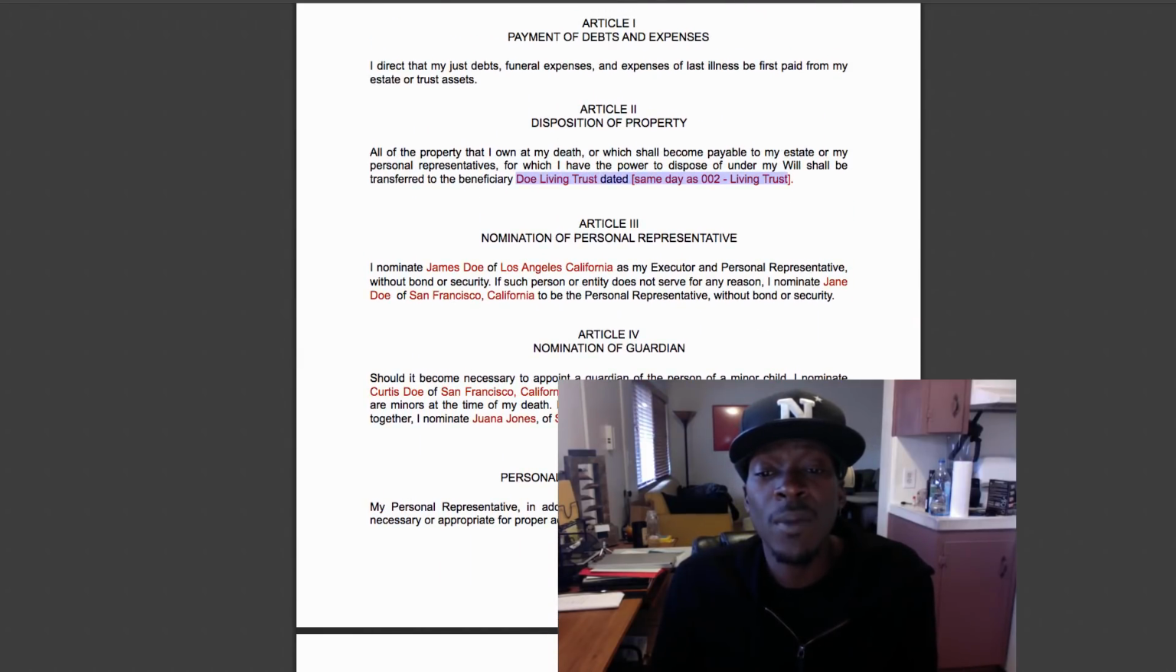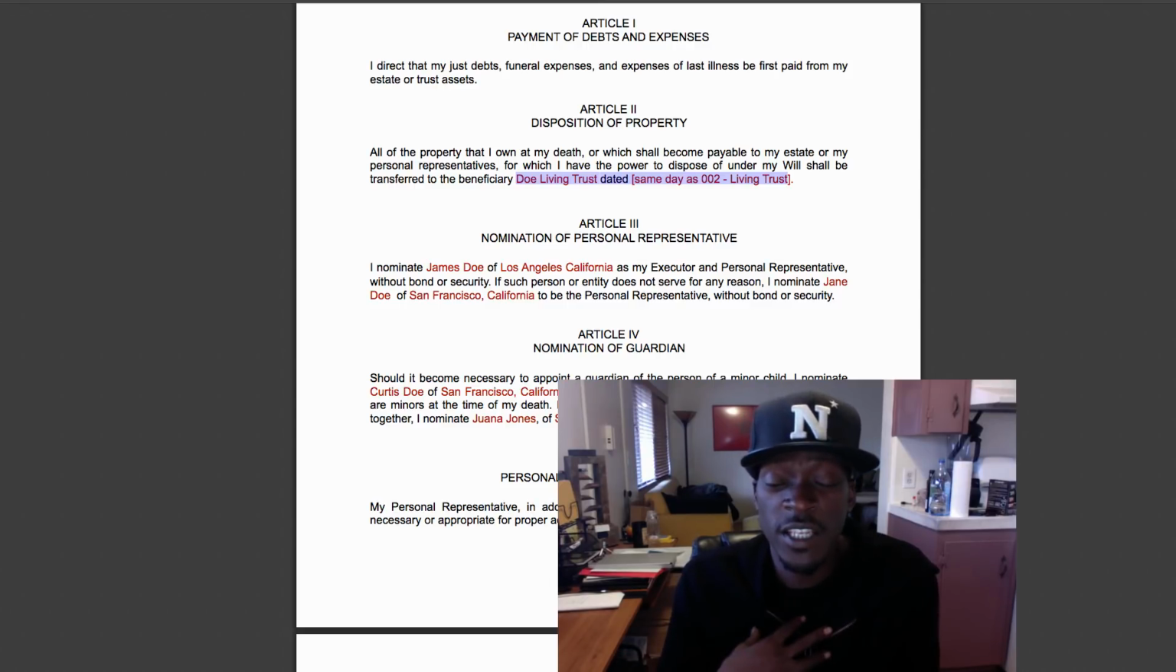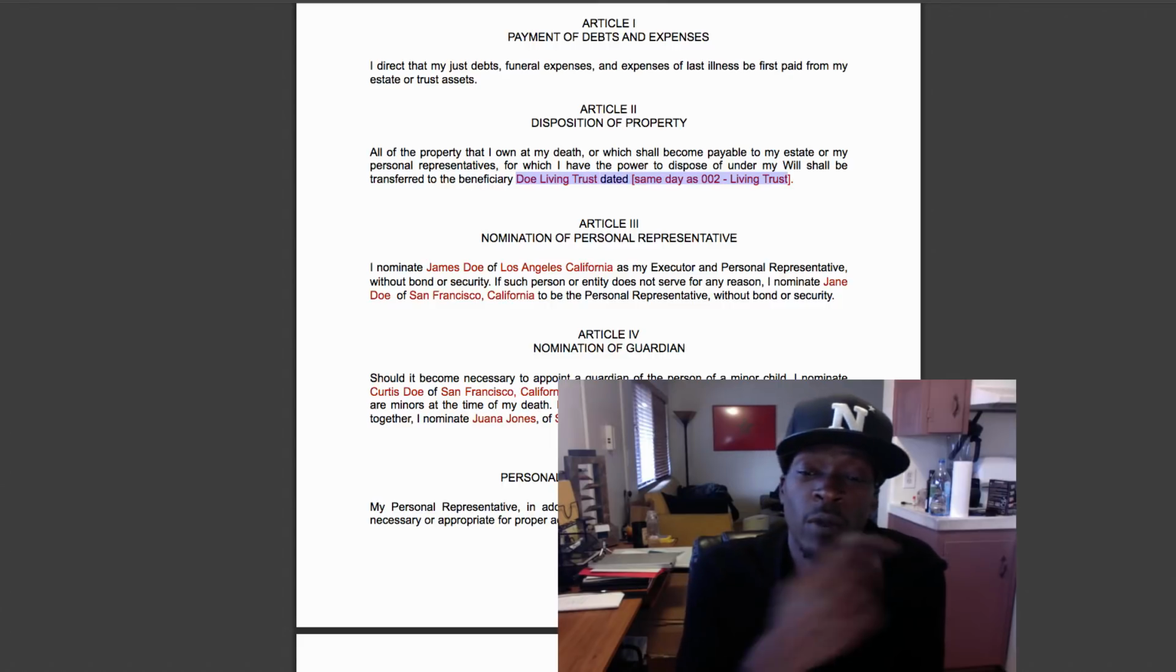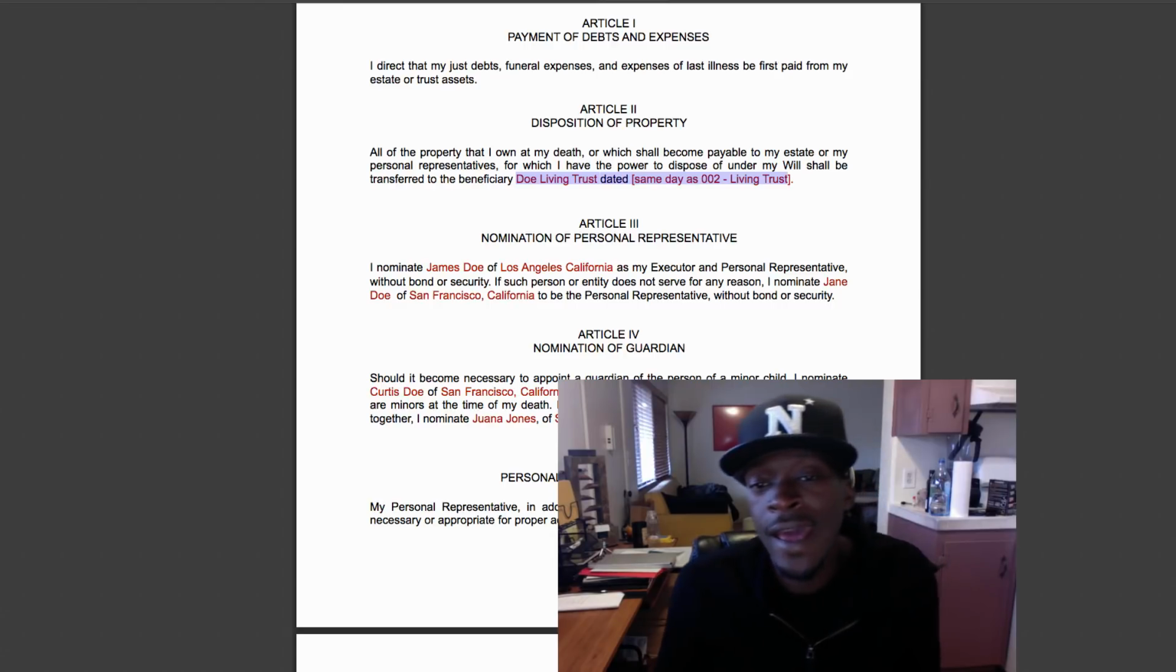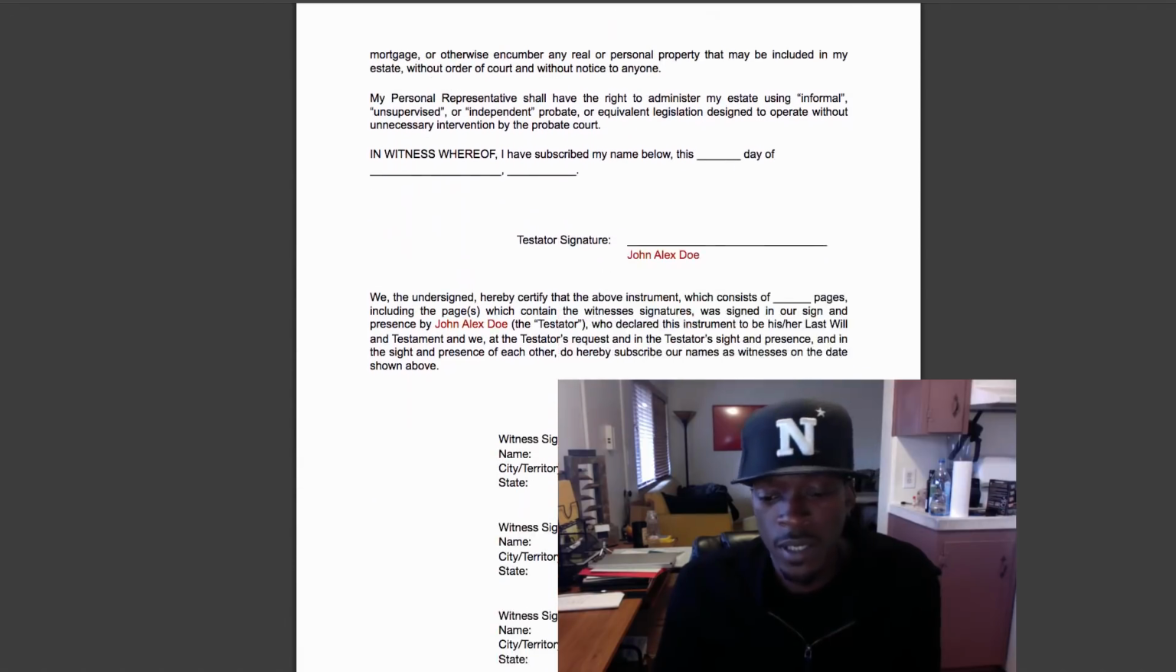Also, there's a nomination of a personal representative. I nominate James Doe as my executor and personal representative. So who would this person be? In the scenario that I've set up, in my revocable living trust, there's a successor trustee, right? That successor trustee is the same as the nominated executor and personal representative in this last will and testament.